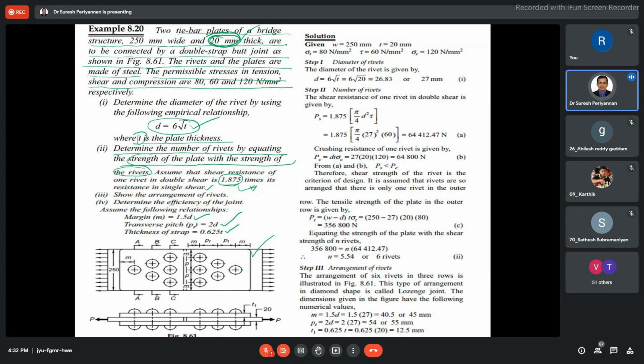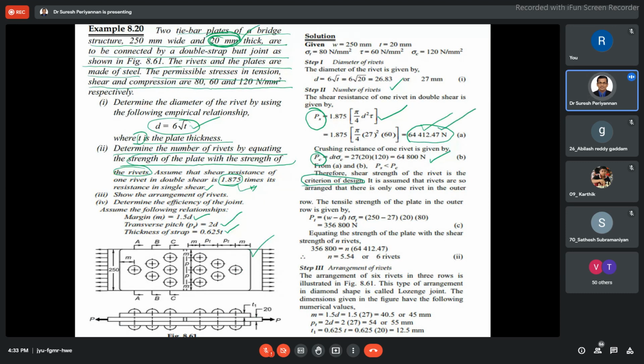Then find our diameter of the rivet. Once we have the diameter of the rivet, go for the shear resistance. They are given already. Find the shear resistance, and once the shear resistance is found, go to the crushing resistance. Crushing resistance is d t into sigma c. Okay, now which one is less? Our shear resistance is less than the crushing resistance. Therefore, the shear strength of the rivet is the design criterion. We have to consider that force only, the minimum only.